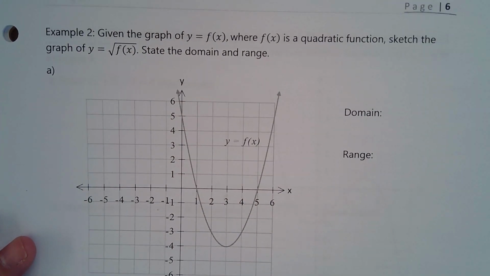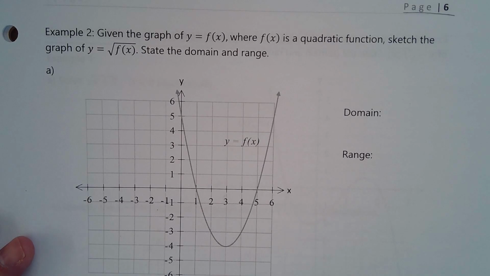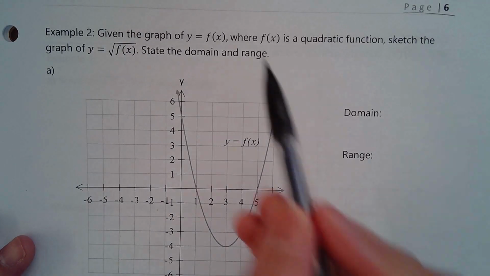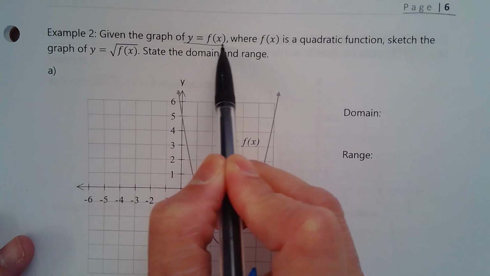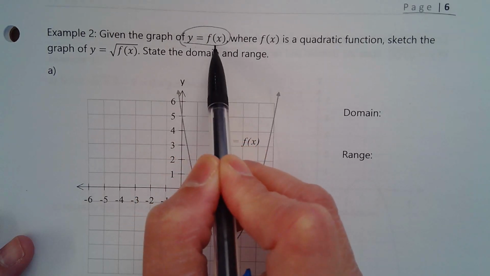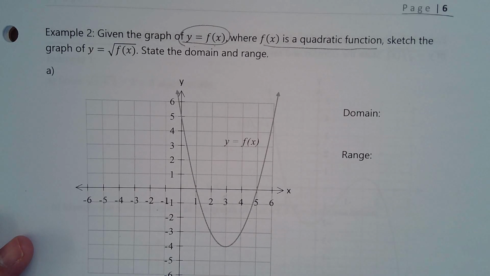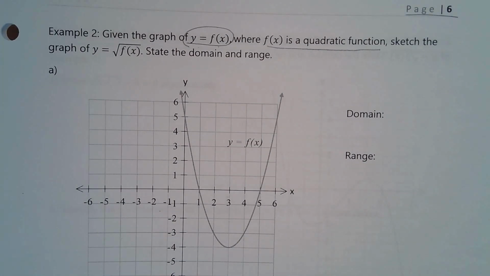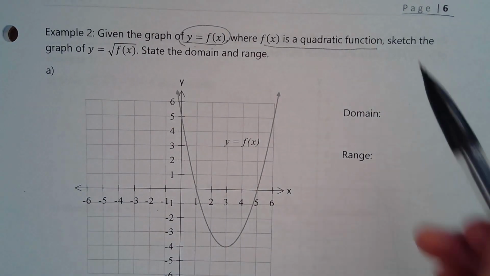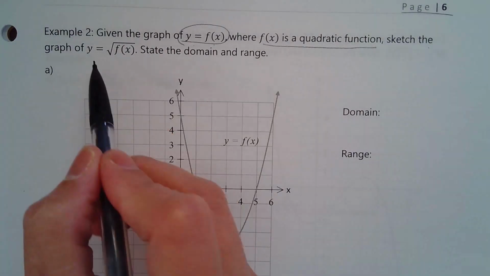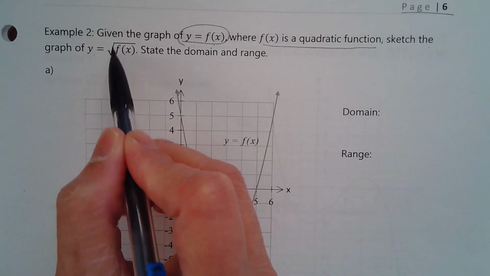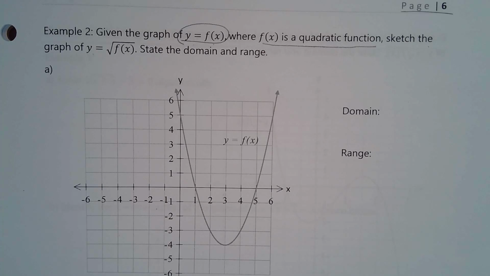Okay, so this one says, given the graph of the function y equals f of x, where f of x is a quadratic function. Well, we know that because we can see it's a parabola. Sketch the graph of the square root of f of x.